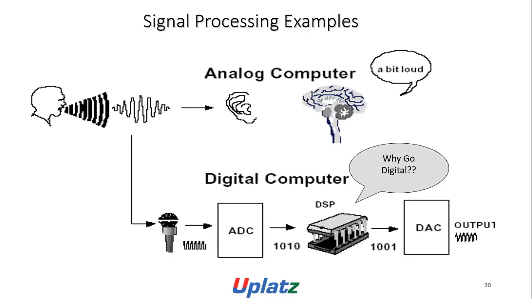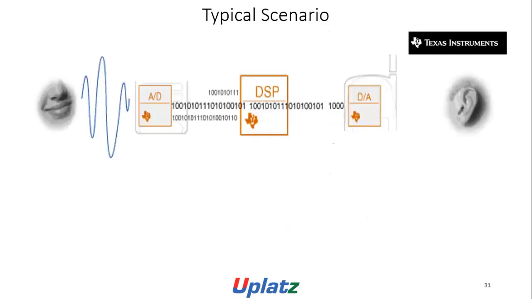Signal processing example: a voice is heard by the ear, and it becomes louder through brain operation. The same is taken through a microphone, passed through an ADC, converted into a digital signal, and the DSP processes it; then the digital output comes out and is passed through the DAC to get the analog output. Why go digital? We already know the advantages of digital signals, so we go for digital. Here, the digital computer is a typical DSP processor. Typical scenario: we speak, it goes to the A2D converter, becomes a digital signal, DSP processes the digital signal, and then D2A converts it back to an analog signal.